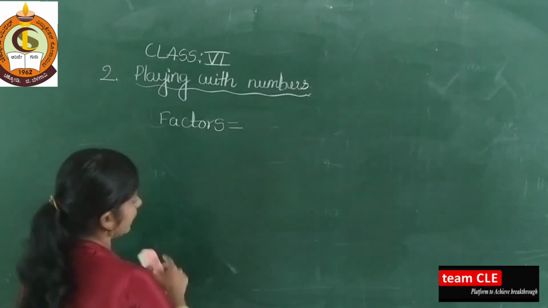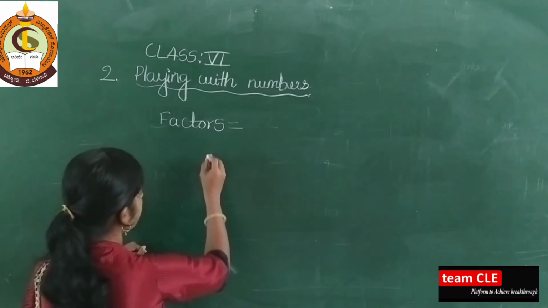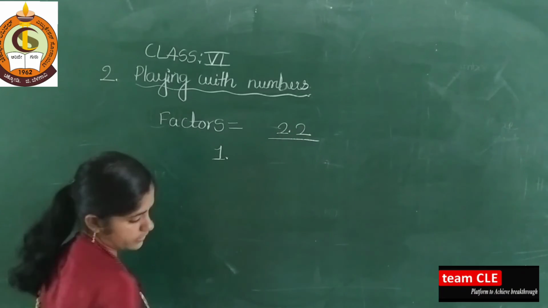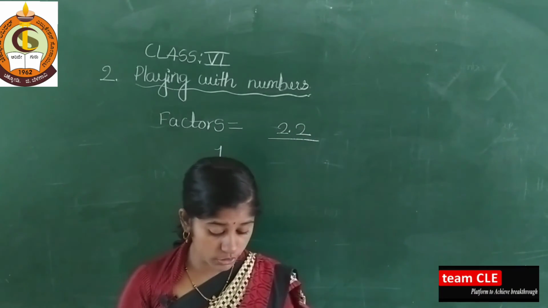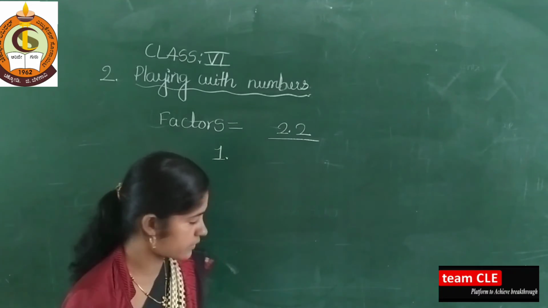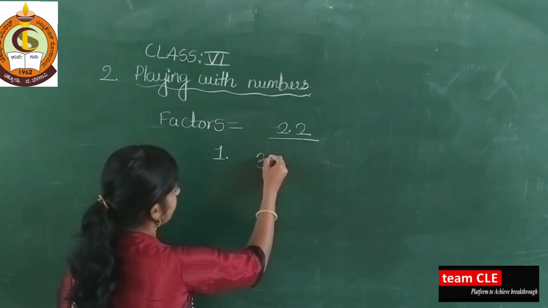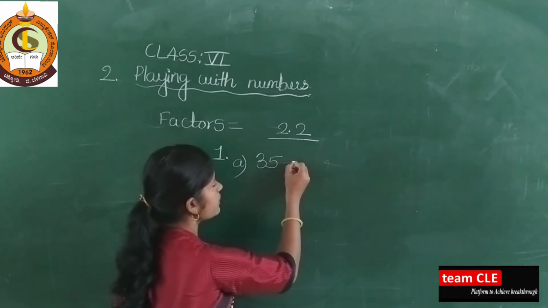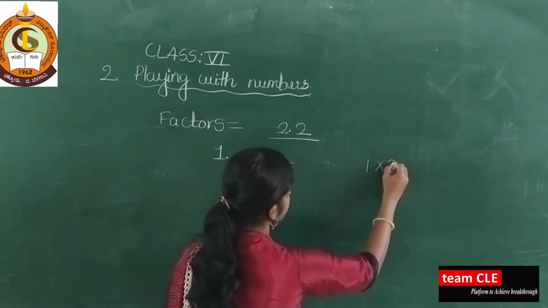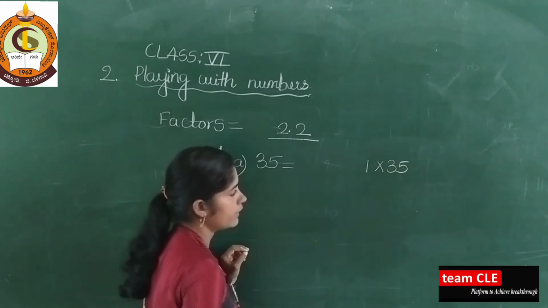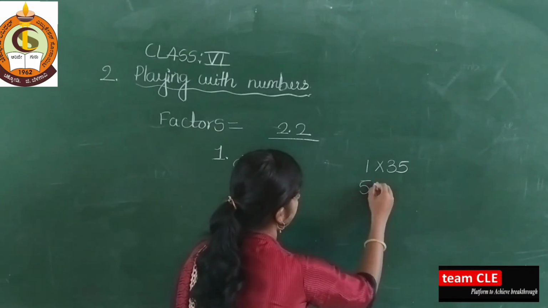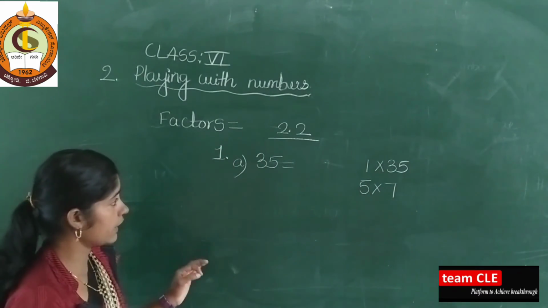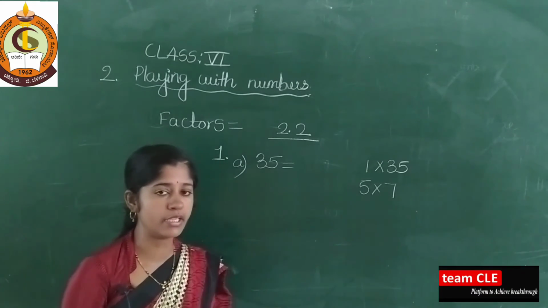First one, exercise 2.2 first main: find all the factors of the given numbers. So first one is here 35. Then tell me, 35 is there in which table? 1 35 is 35, 1 ones. Next it is there in 5 sevens. 5 sevens are 35, 7 fives are 35. Other than this, the 35 is not there in any other table.